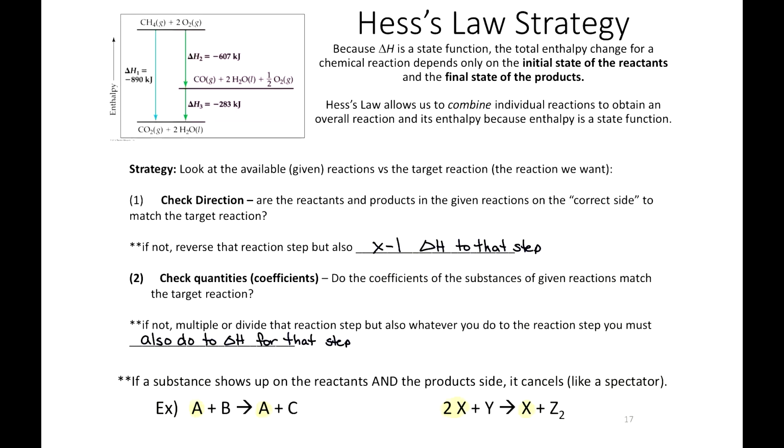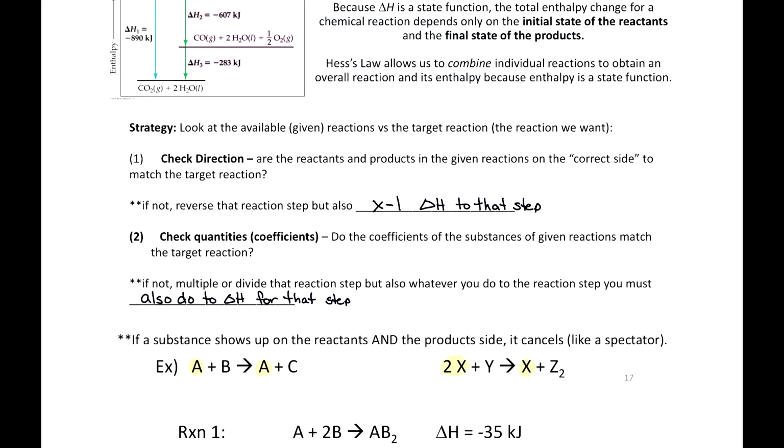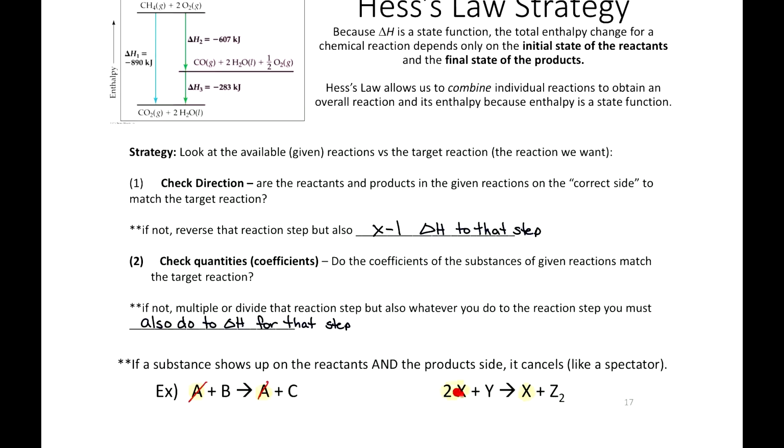But note, if you flip a reaction, you also have to flip the delta H of that given reaction. If you have to double or triple a reaction, you also have to do that to delta H. What we'll see here is we're combining multiple chemical reactions, hoping that some things cancel out. If you add up your chemical reactions and a reactant shows up on both sides of the chemical equation, they cancel out. Or let's say you have 2 X's on your reactant side and 1 X on your product side. Do all of the X's cancel out? Nope, just one of them.